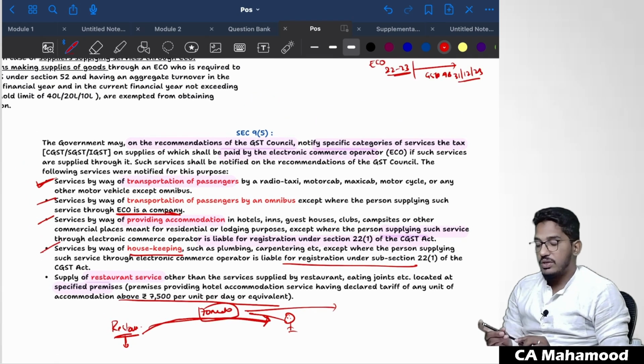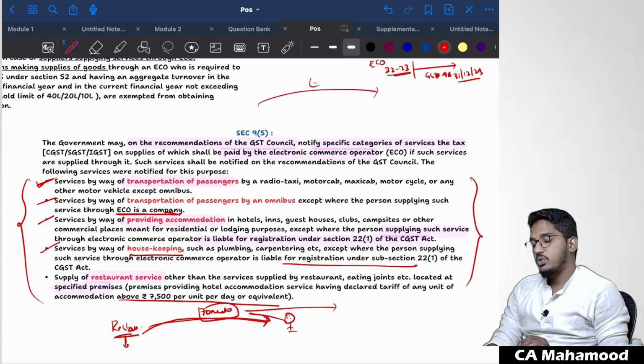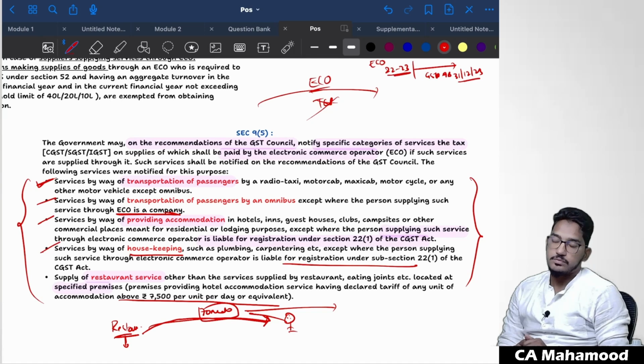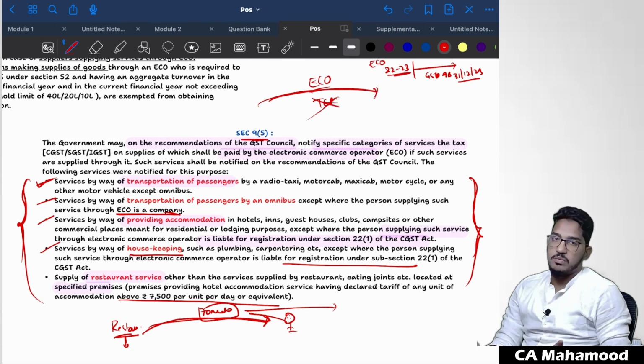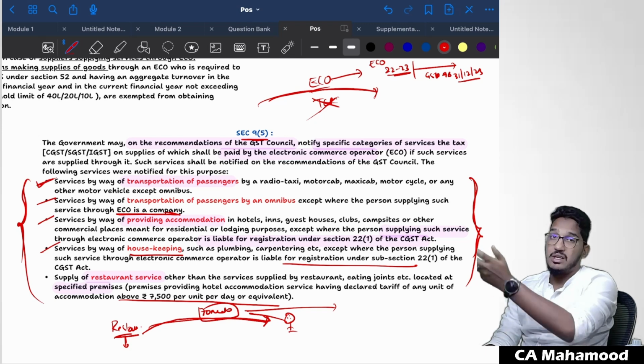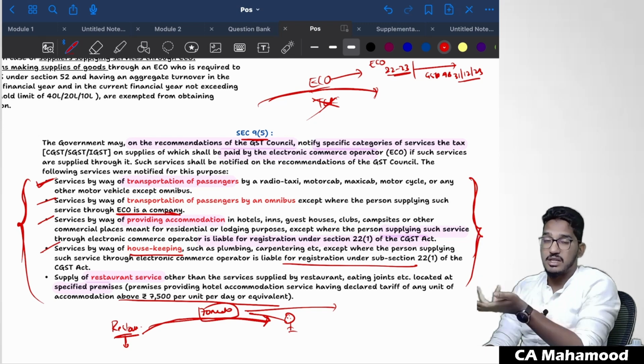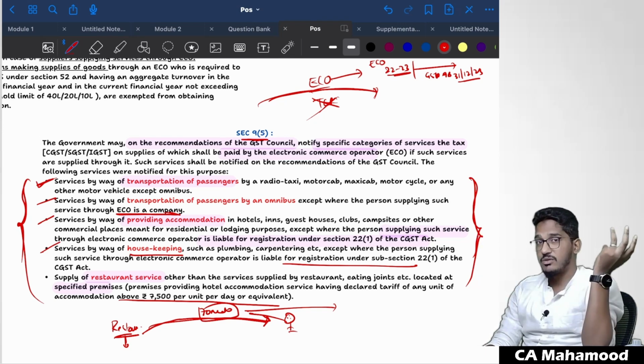And one more thing they have told, if any of these services given under 9 subsection 5 are provided through an e-commerce operator, then TCS provisions will not become applicable. Why will TCS not become applicable? Because the e-commerce operator only has to pay the tax directly to the government. Why would they deduct TCS once again and give unnecessary credit to the supplier?